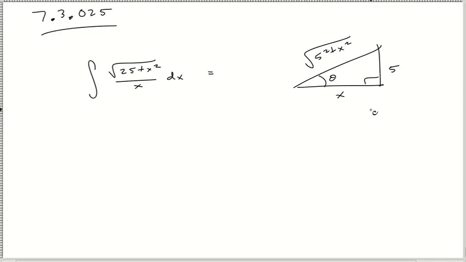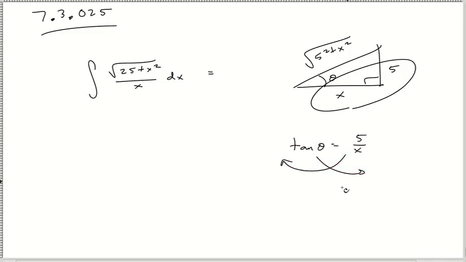Great time to test this thing out. So I've got tangent of theta is equal to 5 over x. If I move some stuff around, I get x equals 5 cotangent theta. My derivative of that would be, the derivative of cotangent is negative cosecant squared. And that is probably why I left it with the 5 and the x instead of the x and 5, because what I'm getting is cotangents and cosecants.